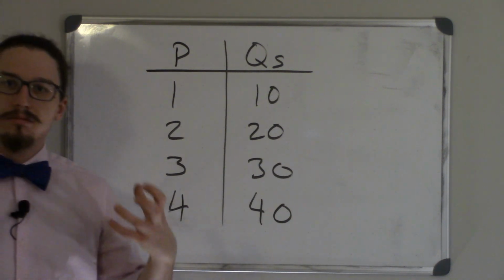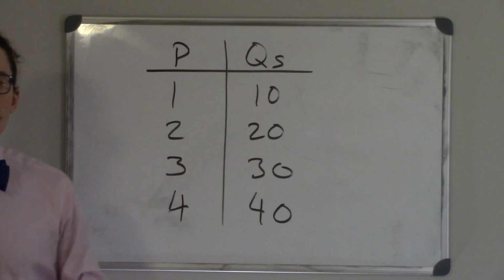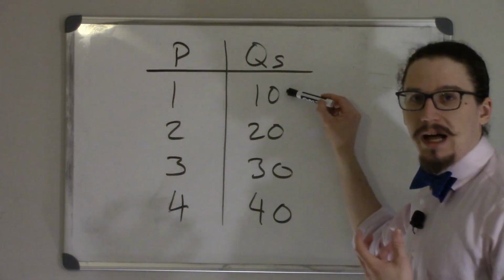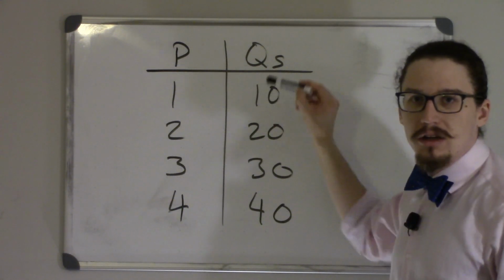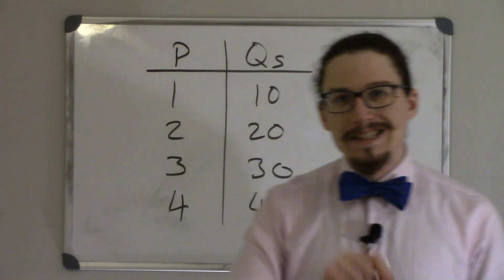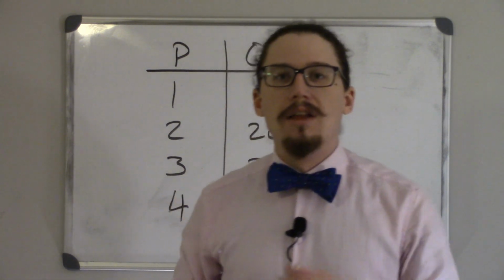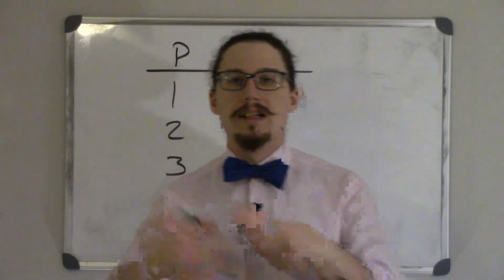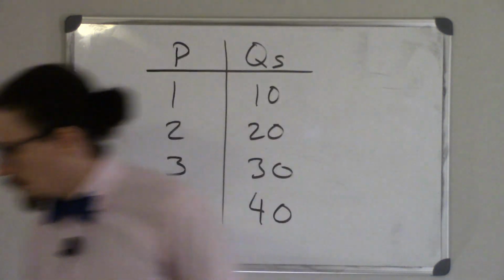So again, the supply itself is this entire little chart. It's the entire graph once we plot it all out. The quantity supplied is the individual amount that is being sold at a given price. So quantity supplied exists as a point on the curve. The supply is the entire curve itself. So quantity supplied is a part of supply and not the other way around.